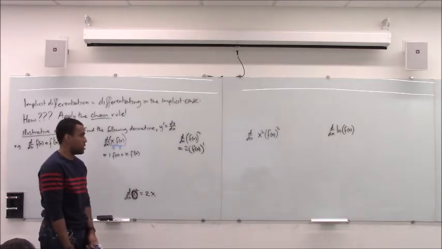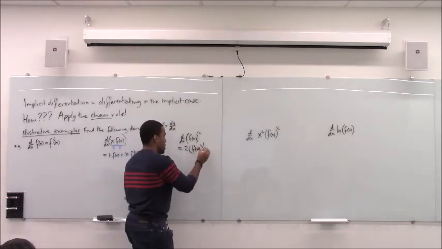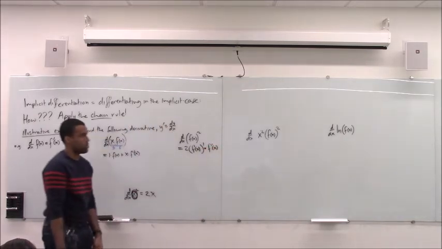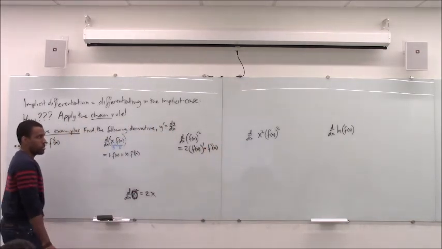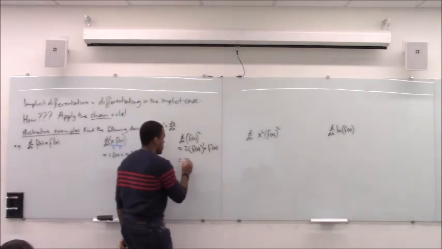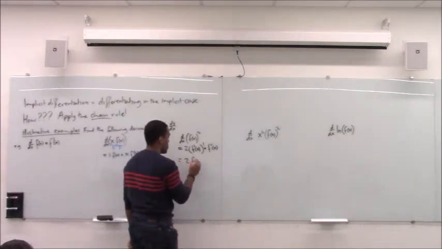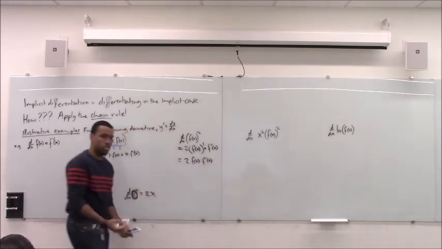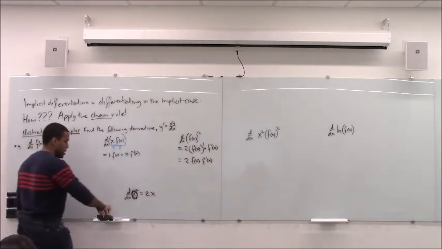But then what do you need to do? You need to multiply by the derivative of the inside. So the derivative of this is going to be 2 f of x times f prime of x. That's what that derivative would actually look like, right? By applying the chain rule.